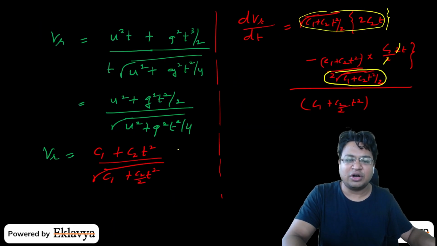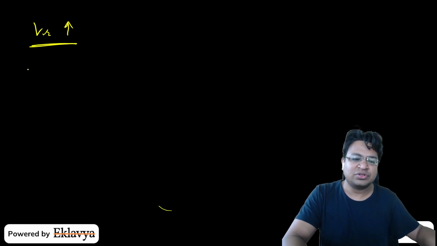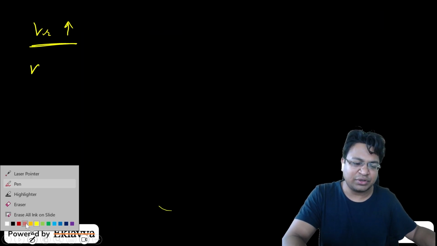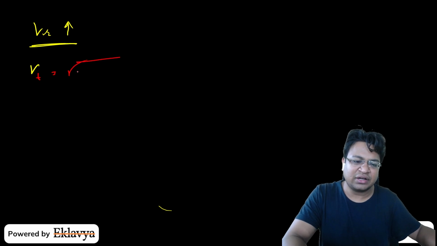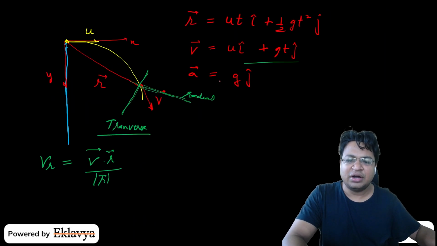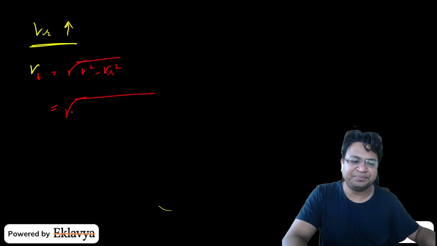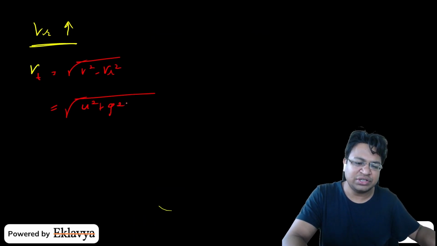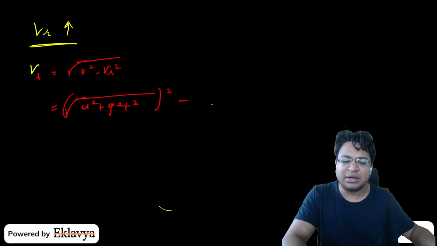Transverse component of the velocity. Now, how do we get the transverse component of the velocity? You can get it by using the fact that v square minus vr square should give you this. So how much is v square? Let's go back here. V square is the magnitude of this, so that would be u square plus g square t square. So this is v square, minus the radial component.